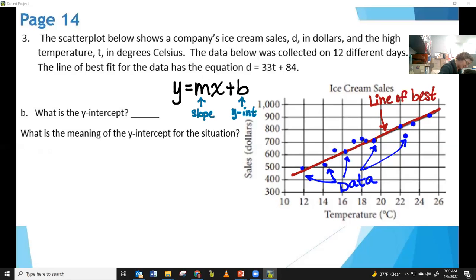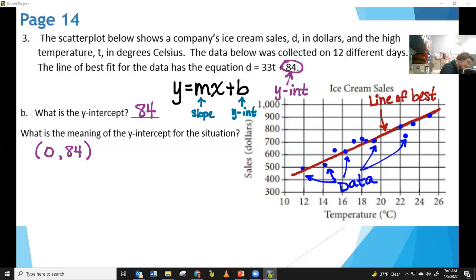84. Let's go. That is coming from right here. Here's my y-intercept. What is the meaning of the y-intercept for this situation? So I'm going to take that 84 and I want to write it as an ordered pair. What would the ordered pair look like for my y-intercept? What number comes first? What number comes second? 0, 84. Beautiful.